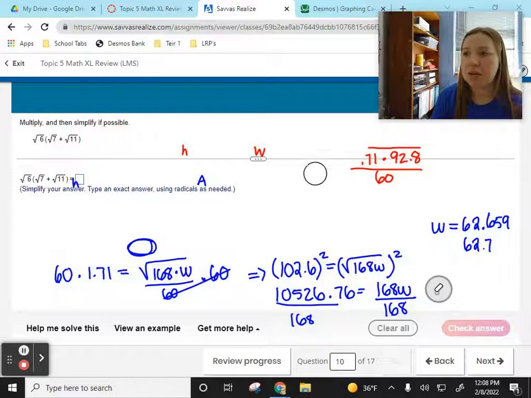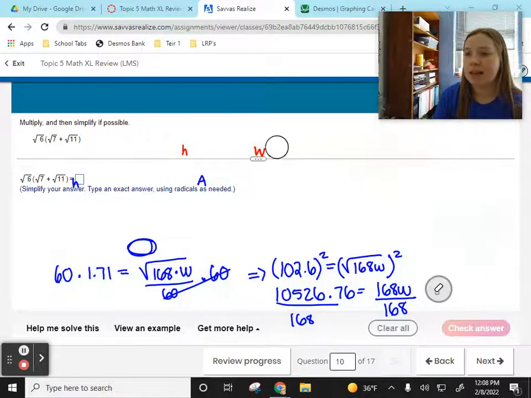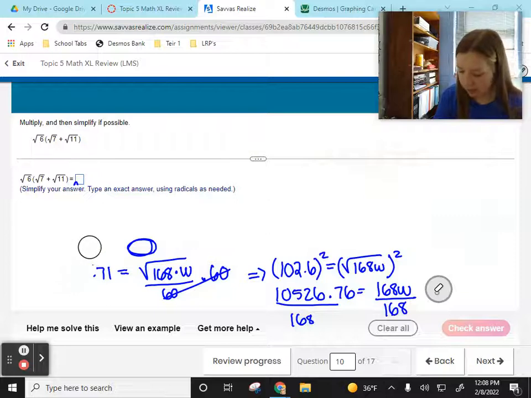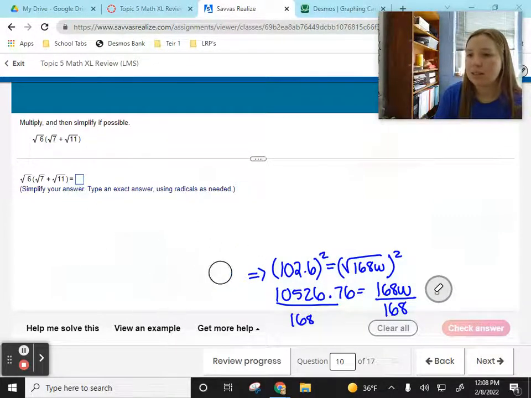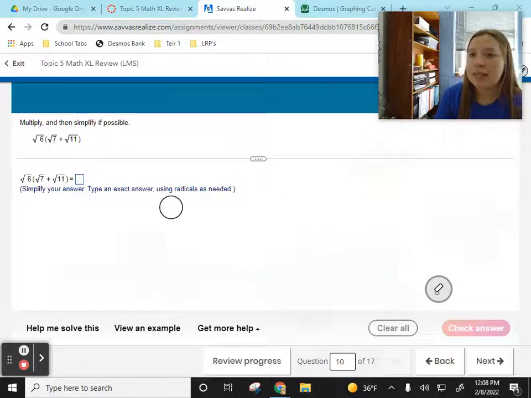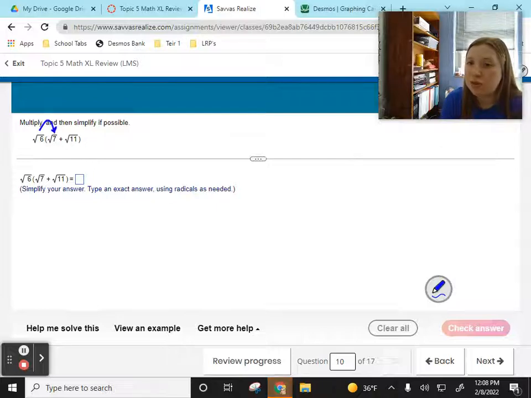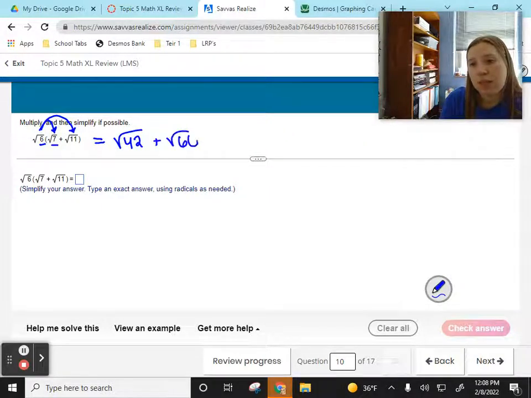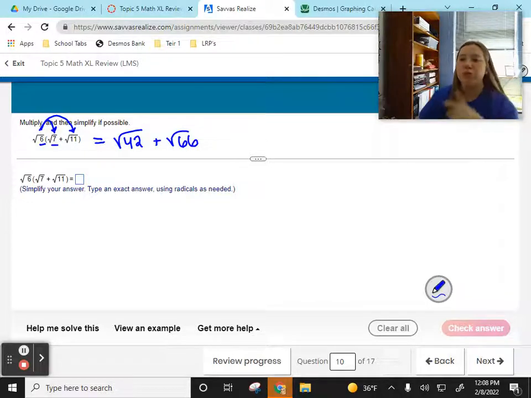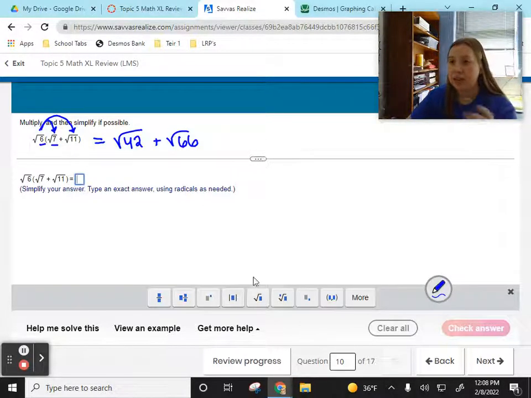Our next one is another multiplying problem. And I will clear my screen. There's got to be a better way to do this, but I don't see one, so this is what I've got going for me. This one says multiply and then simplify if possible. So we're just going to distribute this -6. -6, that's radical 6. Remember that when you multiply radicals, you just multiply the numbers underneath of them. So I'm going to have radical 42. Radical 6 times radical 11 is radical 66. And it says write your answer using radicals, like an exact answer.